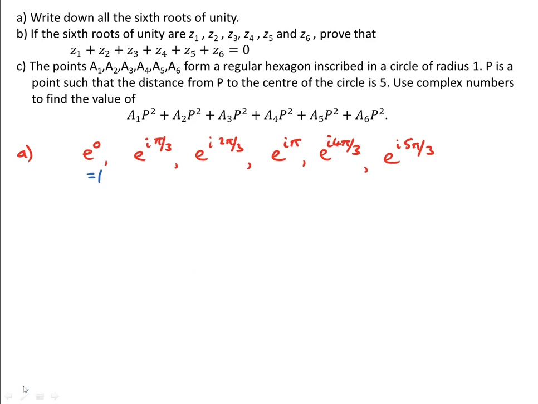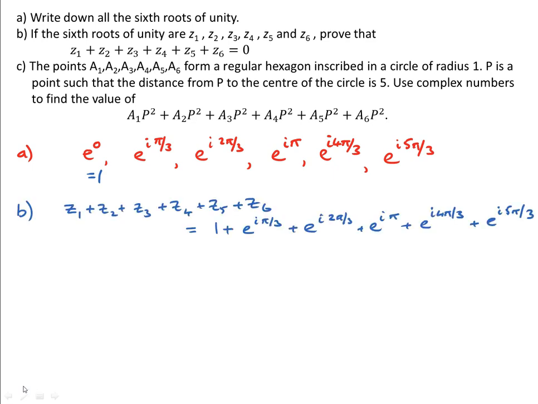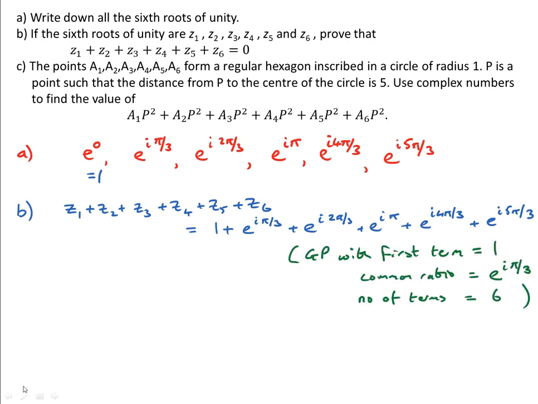So, moving on to part B, Z1 plus Z2 plus Z3 plus Z4 plus Z5 plus Z6 is 1 plus e to the i pi by 3 plus e to the i 2 pi by 3 plus e to the i pi plus e to the i 4 pi by 3 plus e to the i 5 pi by 3. We can view that as being a geometric progression with first term 1, with common ratio e to the i pi by 3, and with 6 terms.